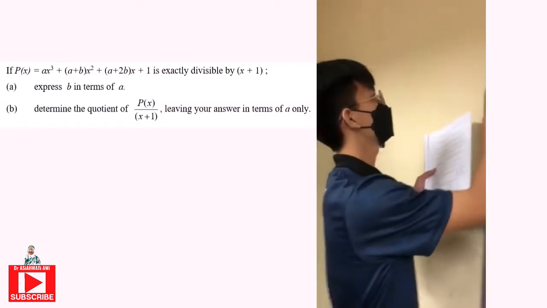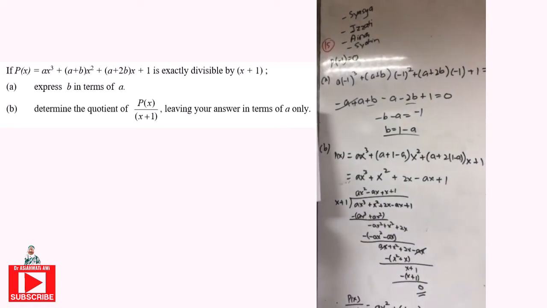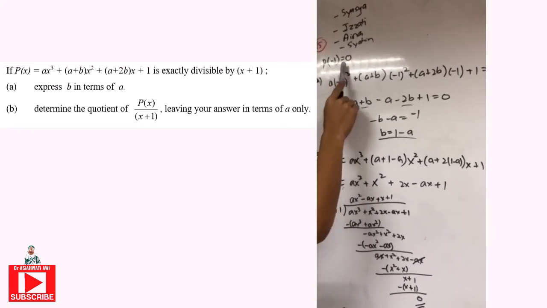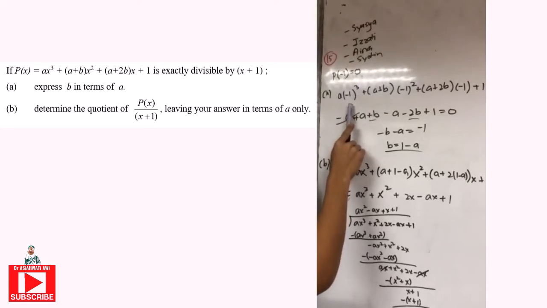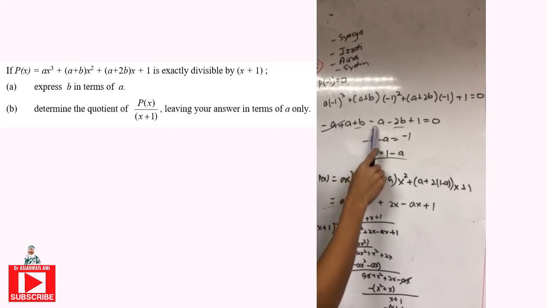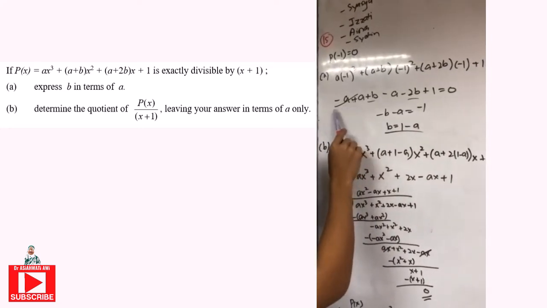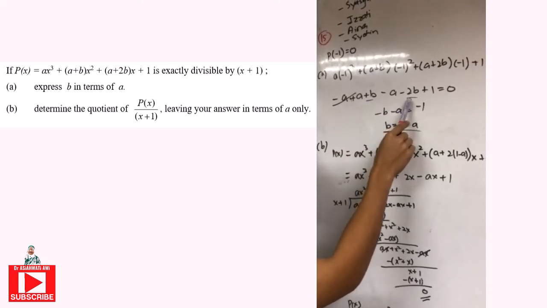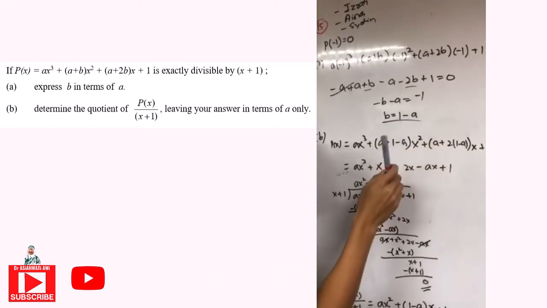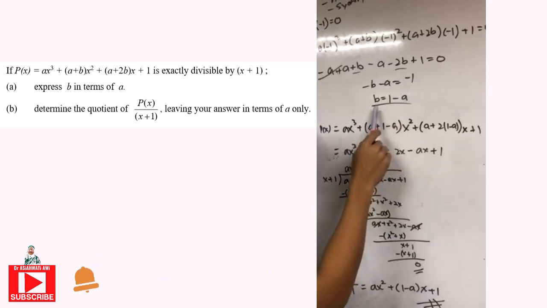This is question 15. And then it's given p(x) and it's exactly divisible by x plus 1. So we know that x plus 1 is one of the factors of p(x). And then we know p(negative 1) is equal to 0. So we sub negative 1 into the p(x). And then we write down negative a plus b minus a minus 2b plus 1 equal to 0. And then this negative a plus a, we can cancel it. And then plus b minus 2b, we get negative b. And then write down negative a, and the 1 we move to the right, we get negative 1. So we move negative b to the right side, and move negative 1 to the left side, and then we rewrite again, we get b equal to 1 minus a.